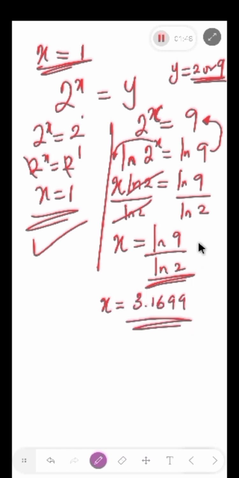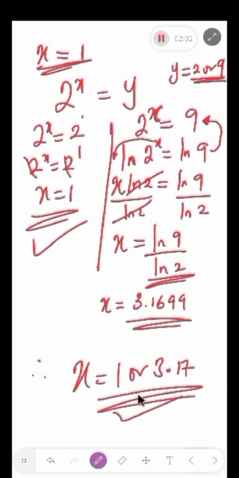You go ahead and press that on your calculator. So this particular result for that question, x is equal to 1 or approximately 3.17. Let's leave it that way. So that's how it's going to be.